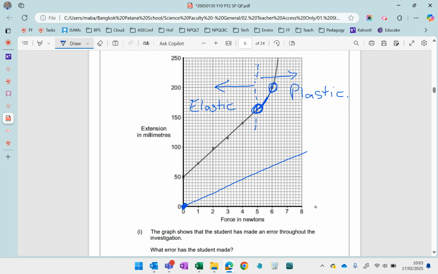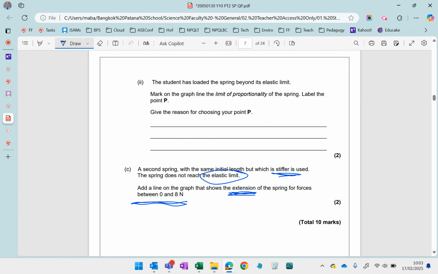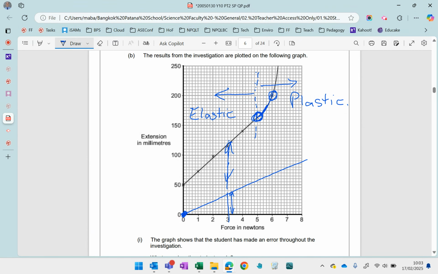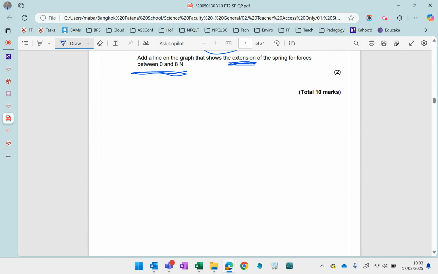So again, look, you can see for the same amount of force, this one has got that much extension, this one has got that much extension, so less extension for the same force. And all of the graph, it doesn't really reach its elastic limit, so all of the graph is straight. There's no curved section of the graph. And that's the end of question 2.